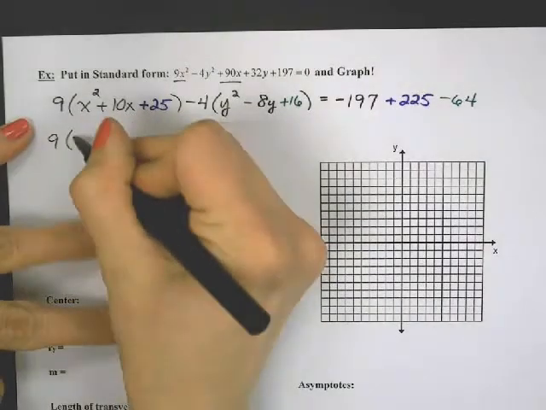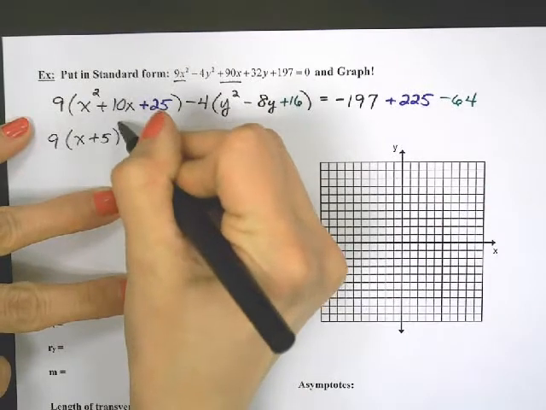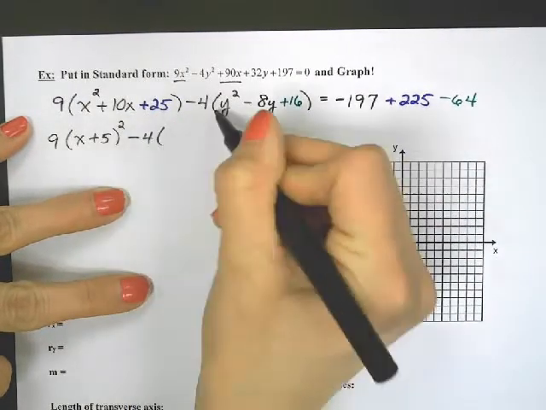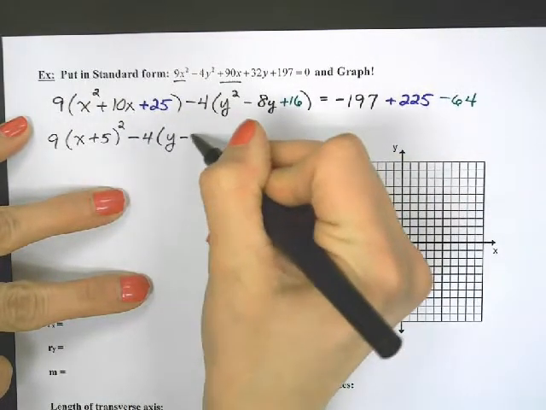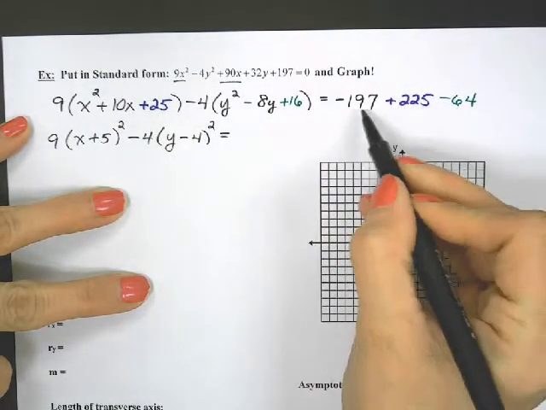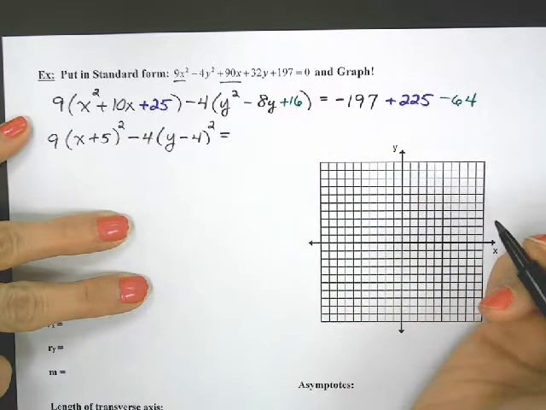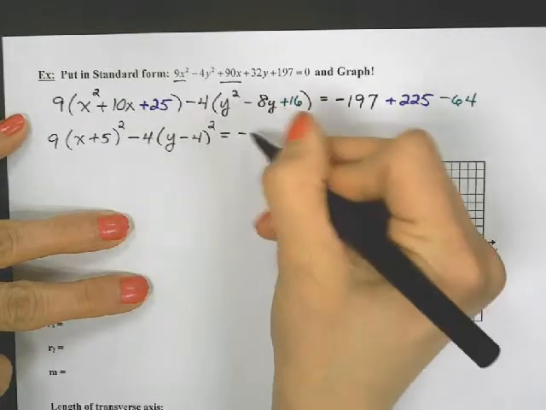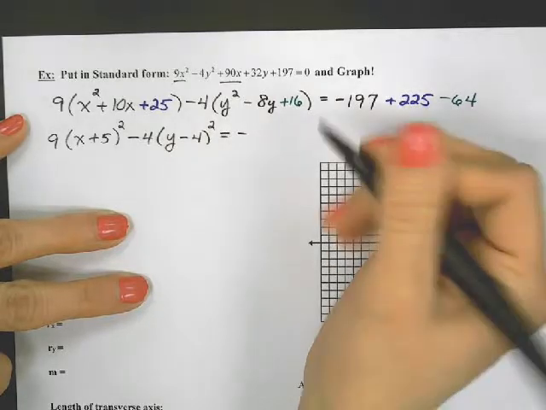So we have 9 times the quantity x plus 5 squared minus 4 times the quantity y minus 4 squared equals 2. Go ahead and figure that out for me, please. What'd you get? Negative 36.